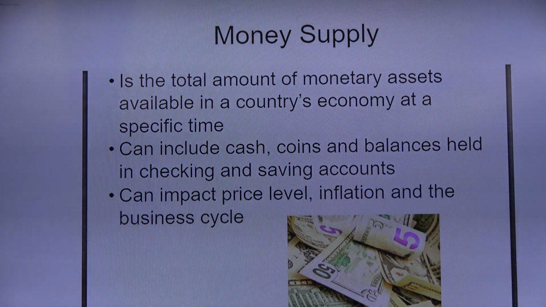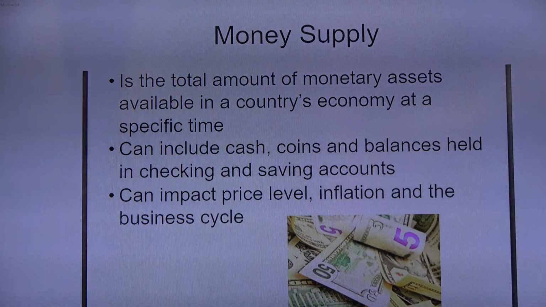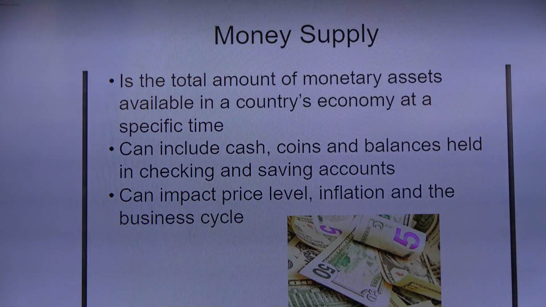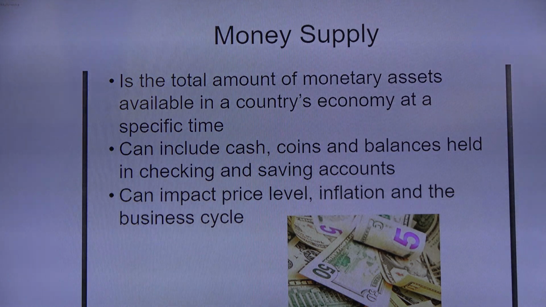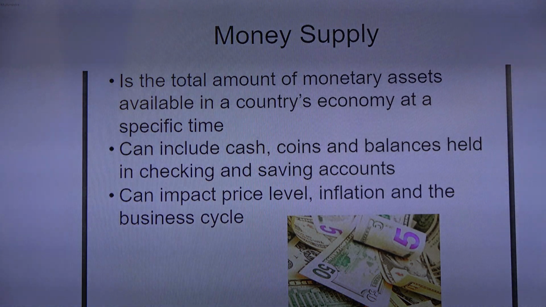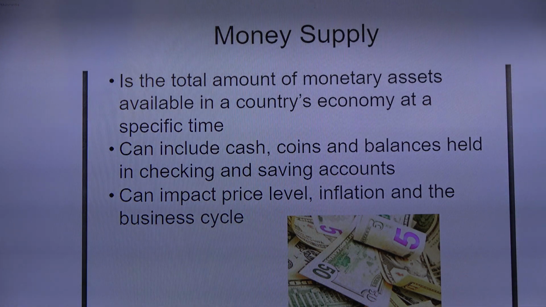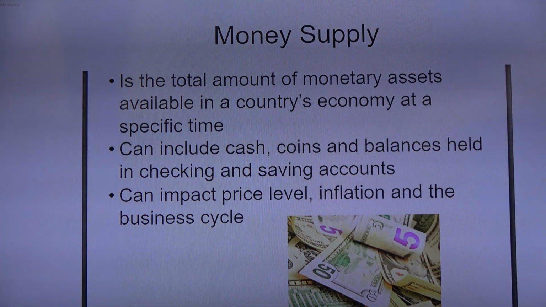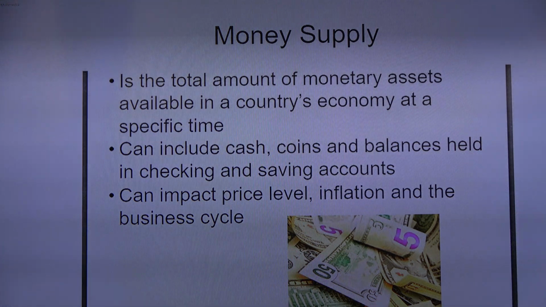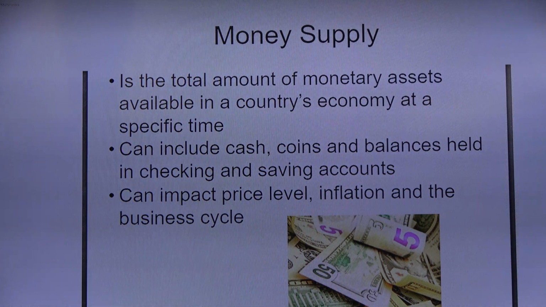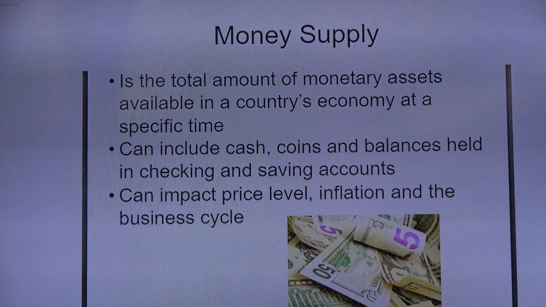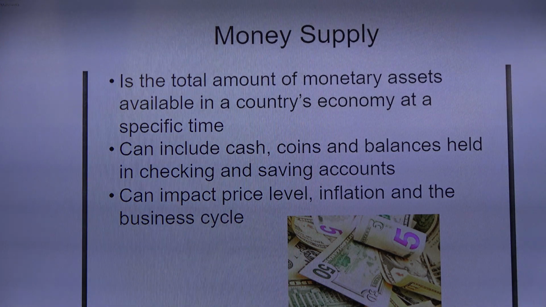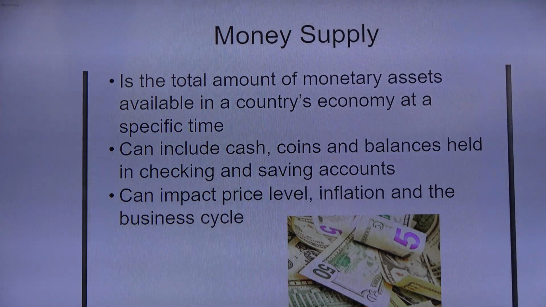Okay, so the money supply, when we refer to the money supply, that's the total amount of money or assets that's available in the country's economy. So that's how much money is out there, whether it be in checking accounts, savings accounts, but it's all the cash, coins, and balances that are held in checking and savings accounts. So the government keeps up with what the money supply is. All the money has serial numbers on it, so they can determine how much money is out in the economy at any given time.